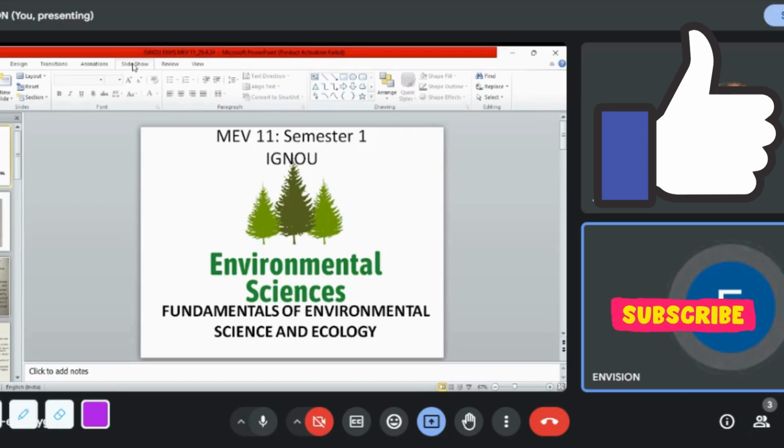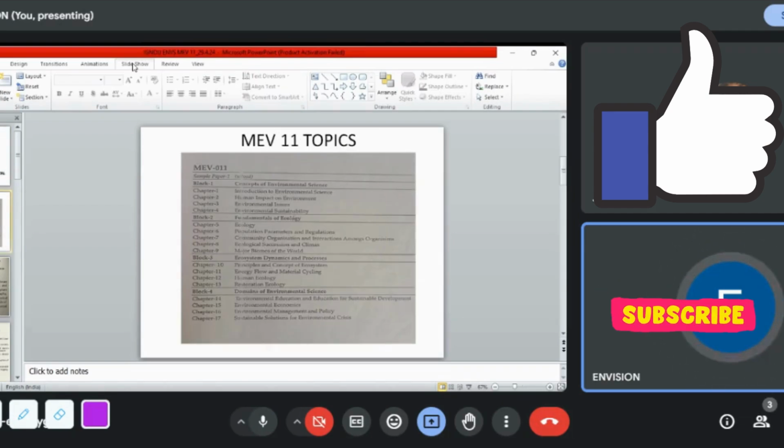So to start with, first of all I want to discuss what we have in MEB 11. These are the topics we have in MEB 11. It's divided into four blocks: block 1, block 2, block 3 and block 4. In block 1 we have the concepts of environmental science, in a conceptual way, the basics, and we will be discussing what the basics of environmental science are.